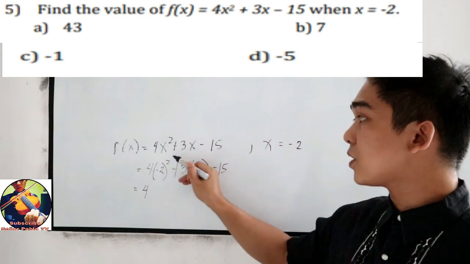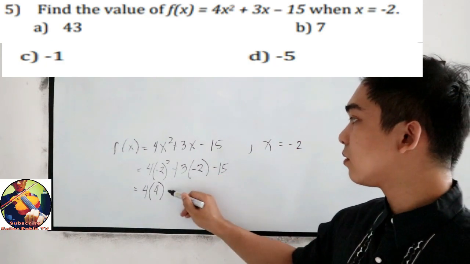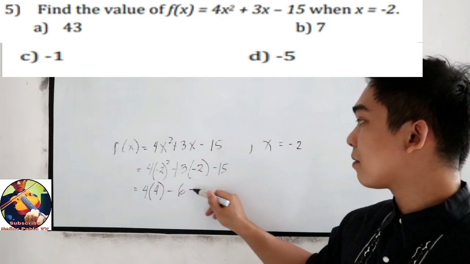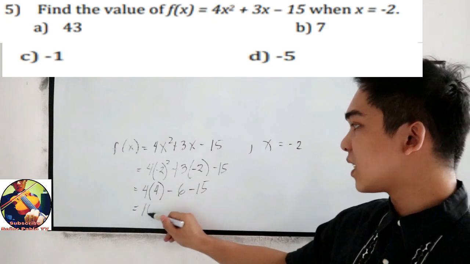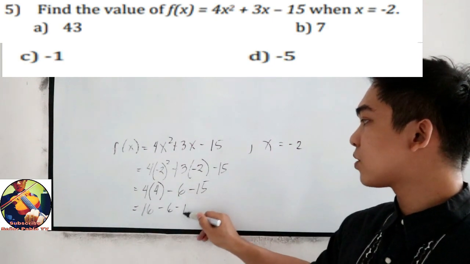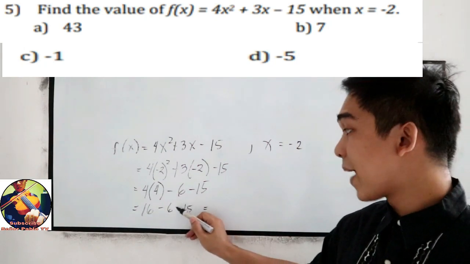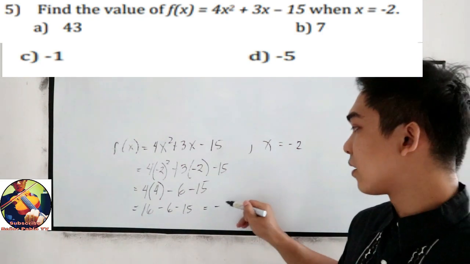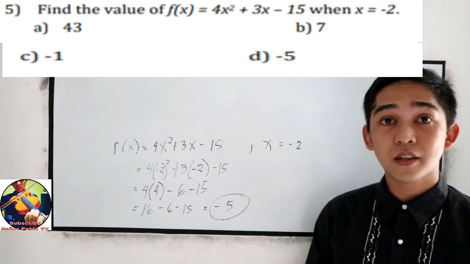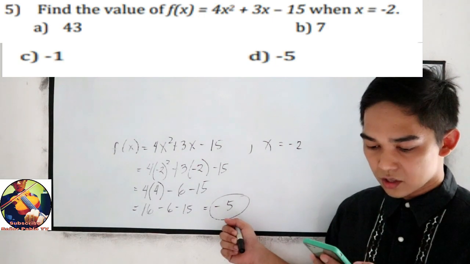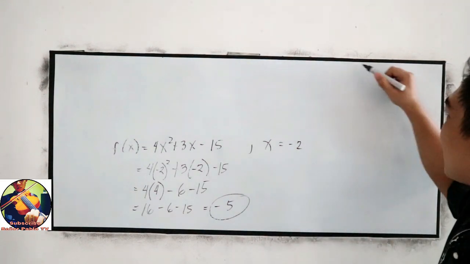4 times -2 squared, that is positive 4. Positive 3 times -2, that is -6. Then copy minus 15. Now we have 4 times 4, 16, minus 6, minus 15. 16 minus 6, that is 10. Minus 15, negative 5. So when x is negative 2, the function will give us negative 5. So that is letter D. Done. So let us write our answer here.